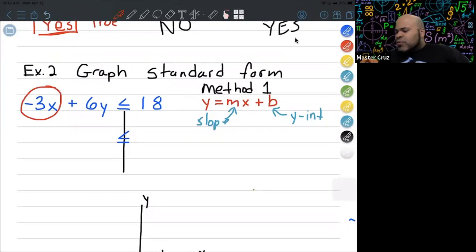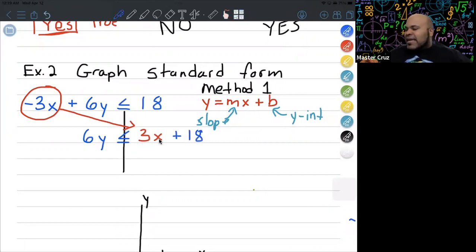Here's method number 1. I'm going to take negative 3x, and I'm going to move the x from one side of the equal sign to the other. And I can always do that as long as I do one thing, and that thing is change the sign. So it's negative 3x. Now it's going to turn into a positive 3x. I'm going to bring down the 6y because I'm not going to do anything with it. And I'm going to bring down the 18. I'm not moving it from one side of the equal sign to the other, so it's going to stay exactly the same. All right, perfect. Now, this almost looks like y = mx + b, except I'm going to have to divide every single term by 6 so I can get my y by itself.